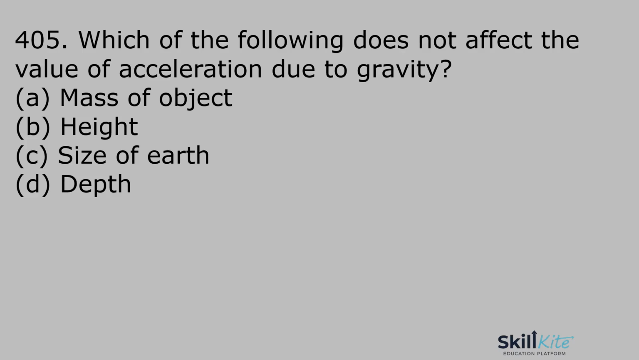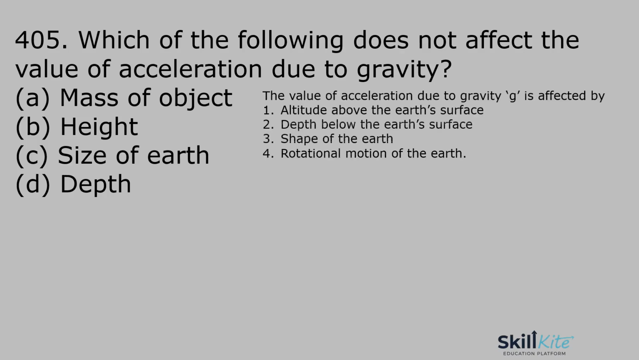Which of the following does not affect the value of acceleration due to gravity? The value of acceleration due to gravity is affected by these four things. Altitude above the Earth's surface, that is height, we can consider. Depth below the Earth's surface, shape of the Earth, and rotational motion of the Earth.